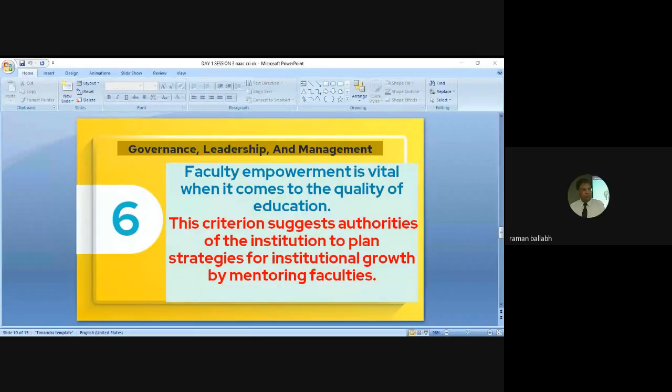No. In NAAC, boundaries are given that these are the seven criteria, and in every criterion, these are the indicators. So NAAC has defined the quality parameters and wants a higher education institution to report within those boundaries only, so that there could be equality among everybody, so that the same scale is applicable to everybody.